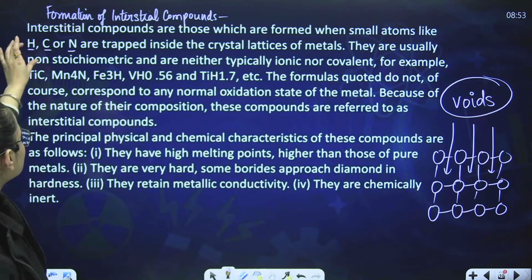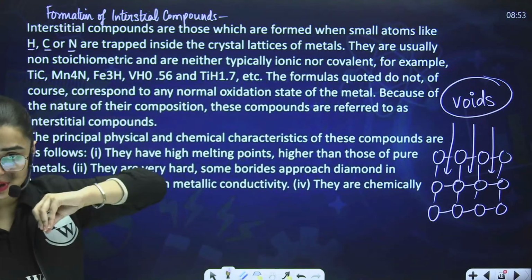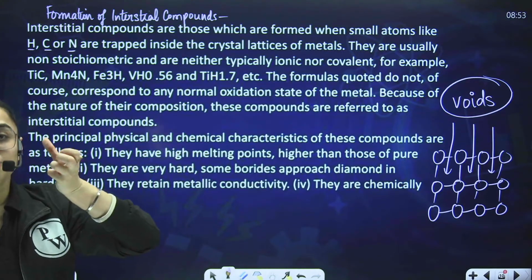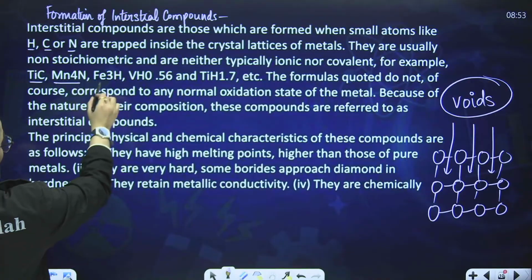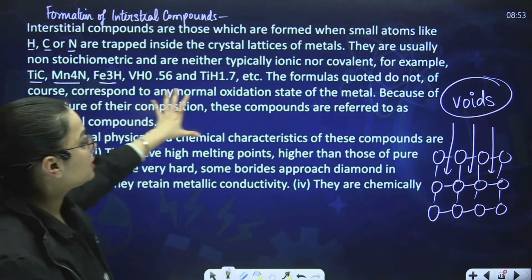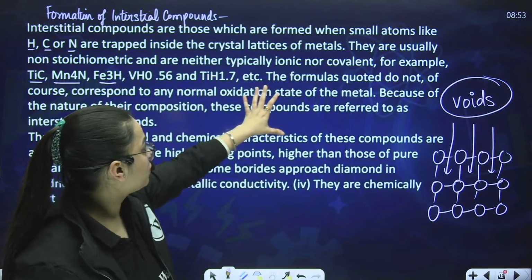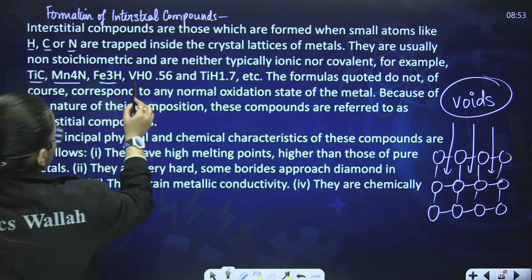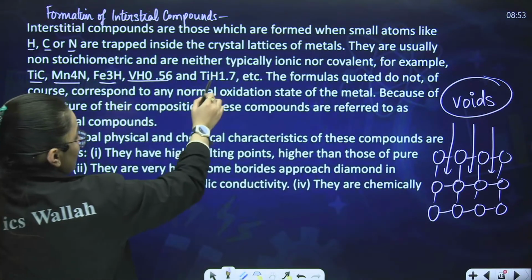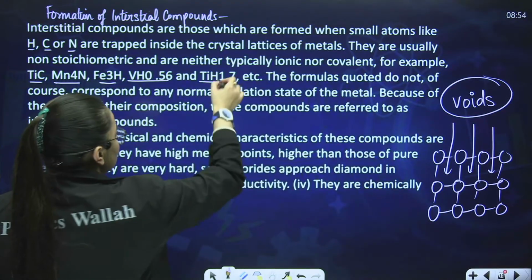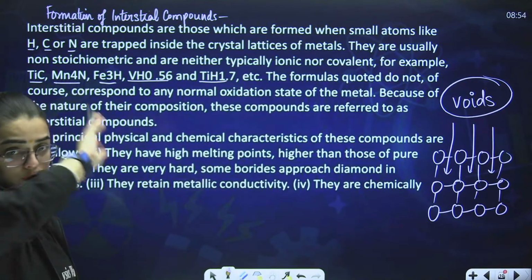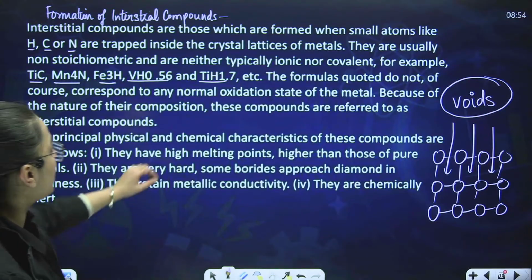For example, when carbon fits into the titanium crystal lattice structure, it forms TiC, Mn4N, Fe3H. Basically these are the compounds that we can observe over there. Now again, VH 0.56: when titanium forms bonds with hydrogen, hydrogen fits into its voids and forms an interstitial compound, 1.7, etc.